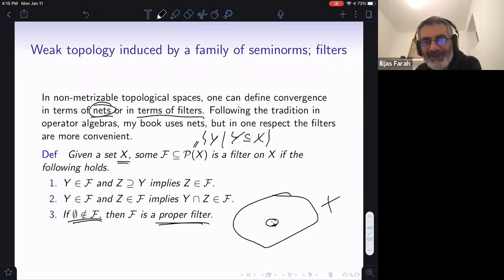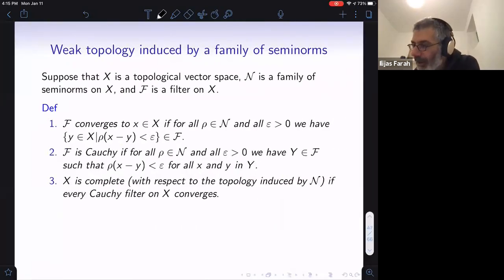Okay, no questions? No. All right. So a standard notion from functional analysis, weak topology induced by a family of semi-norms. Right, so you have your topological vector space or just a vector space. And you have a family of functions which are just like norms, except that their kernels may be big. That's a family of semi-norms. You just define the initial topology, right, the minimal topology which makes all those functions continuous.